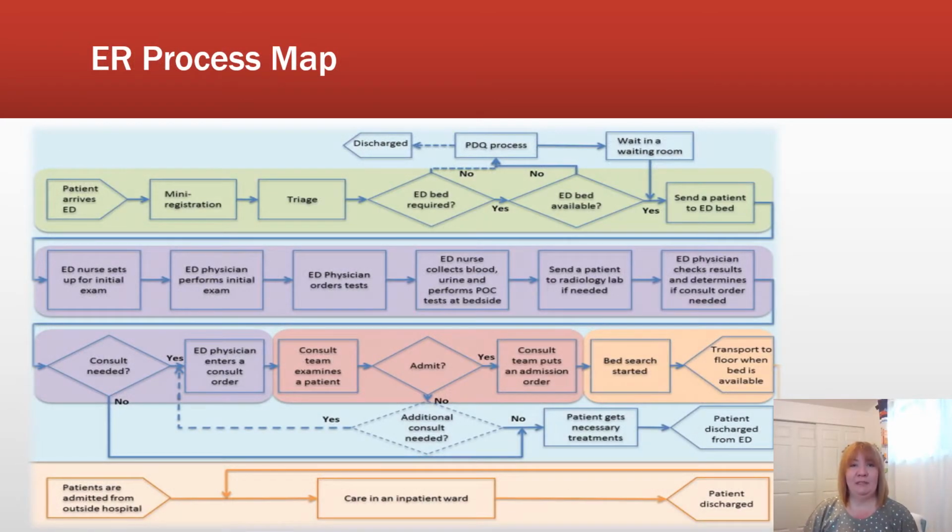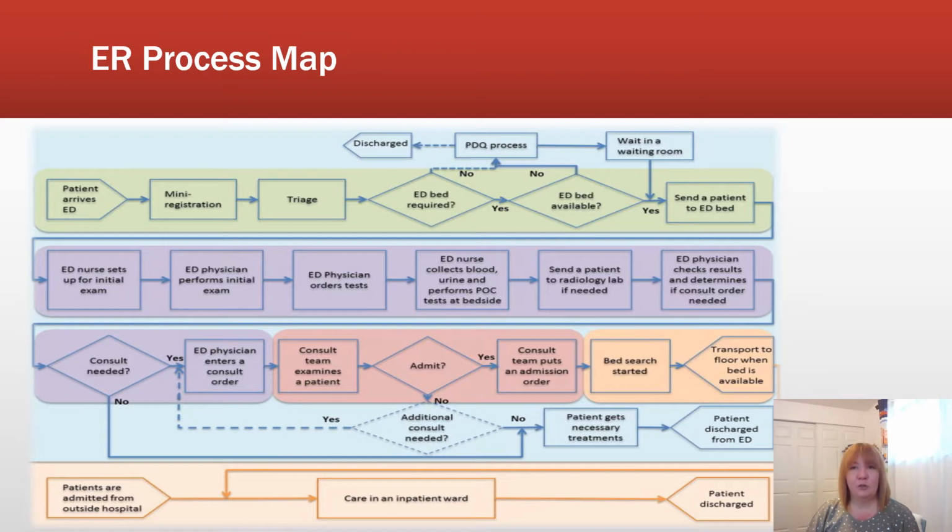A process map is a planning and management tool that visually describes the flow of work. The above diagram depicts the ER process map that shows the workflow from the time a patient comes in to the time the patient is discharged. The patient arrival at the ER can either be through an ambulance or walk-in, which is followed by mini registration and triaging. If an ED bed is required, the patient is taken to an ED bed and then enters the process of nursing examination and physician treatment to achieve stabilization.